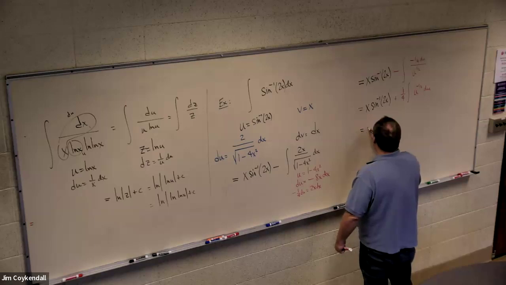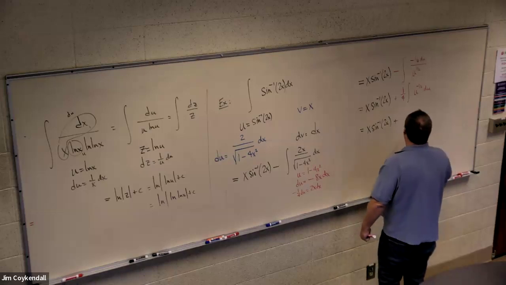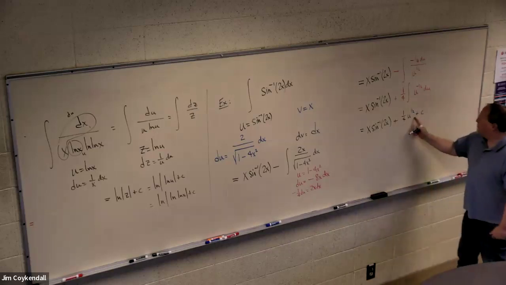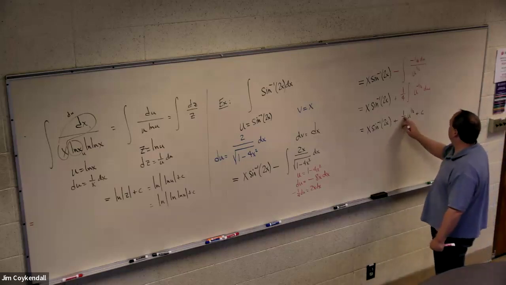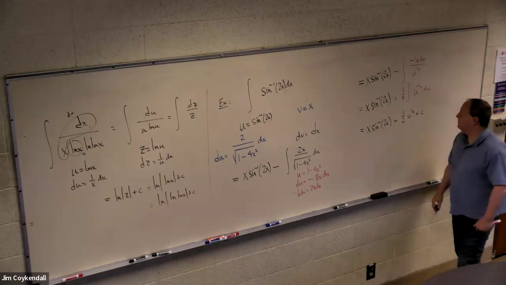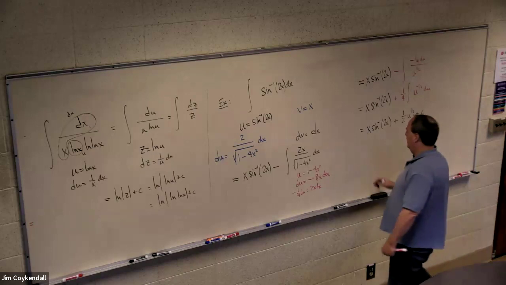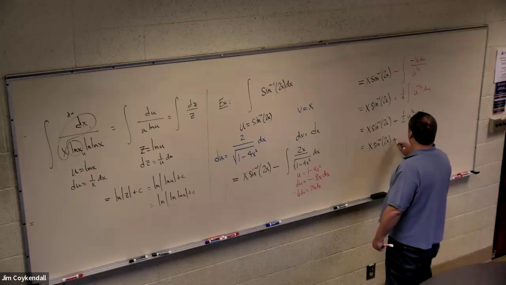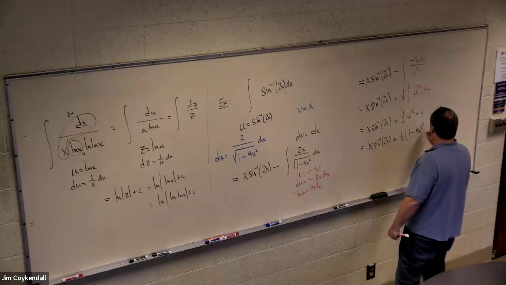So this becomes x inverse sine of 2x plus 1/2 u to the 1/2, plus C. One half u to the 1/2 plus C. And now, just remember what u is. x inverse sine of 2x plus 1/2 of (1 minus 4x squared) to the 1/2.